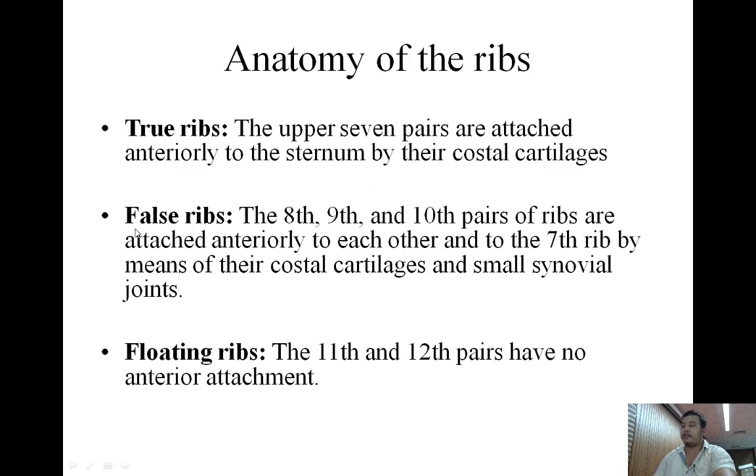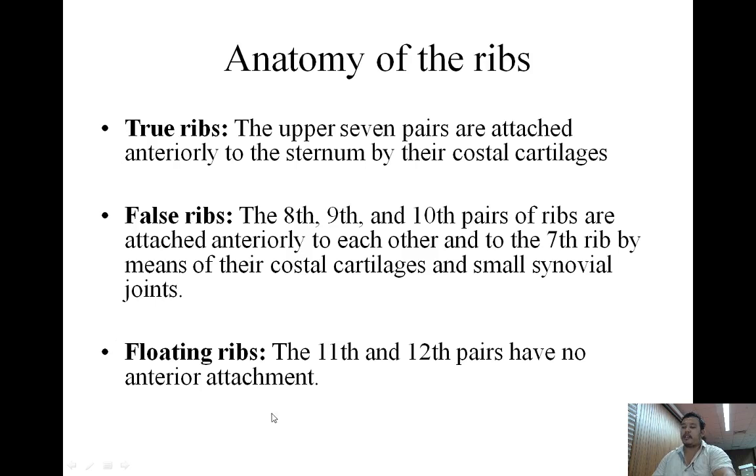Again, in false ribs, rib number 8 and 9, they are true ribs, but 10 is a false rib. Okay, so 10th is an atypical rib, 8 and 9th is typical rib. So true ribs and false ribs is a different definition. Typical rib and atypical ribs, again, it's a different definition. So you have to understand which to apply where.